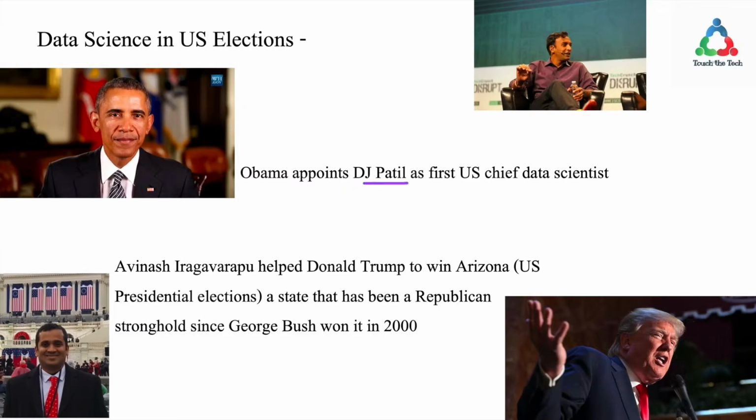This is the person called DJ Patil, who was the first US chief data scientist, appointed by Obama in the White House. To win the elections, Obama utilized the data scientist DJ Patil to figure out which area needs what kind of campaigning. So Obama appointed him as the chief data scientist in the White House. This was also followed by President Donald Trump, who appointed Avinash, who helped to win the Arizona election. That was definitely a tough one to win, but using data science he won the Arizona election as well.